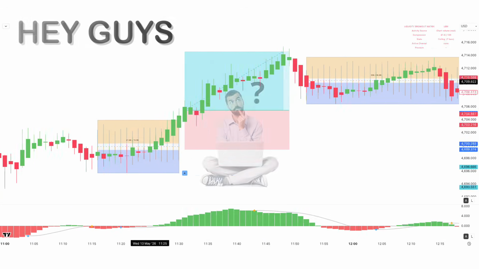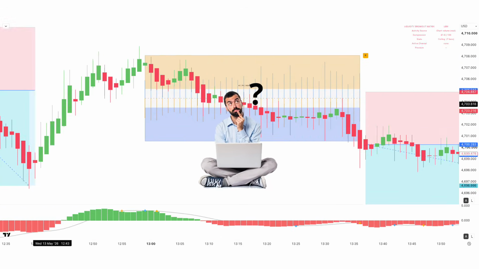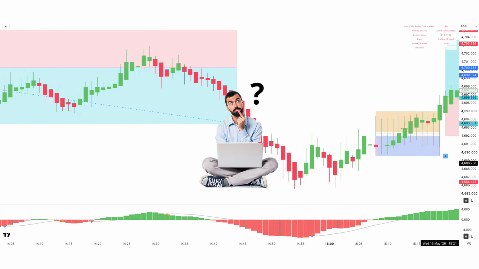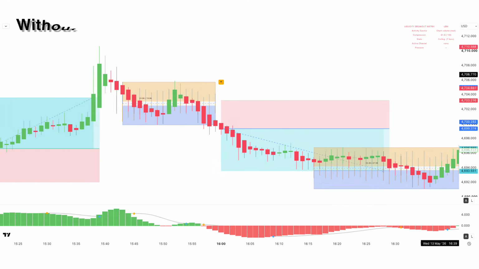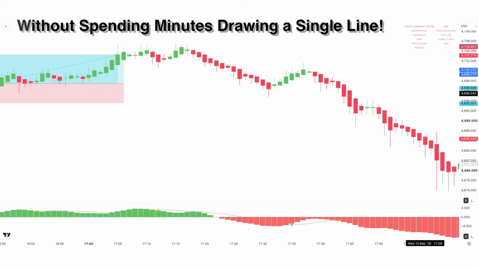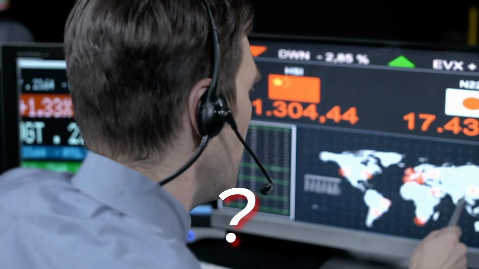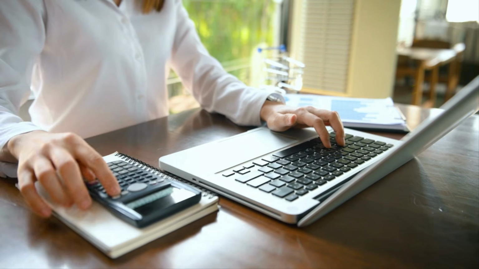Hey guys, imagine opening your TradingView chart and instantly seeing the most important support and resistance levels without spending minutes drawing a single line. Sounds unreal? That's exactly what we're testing today.